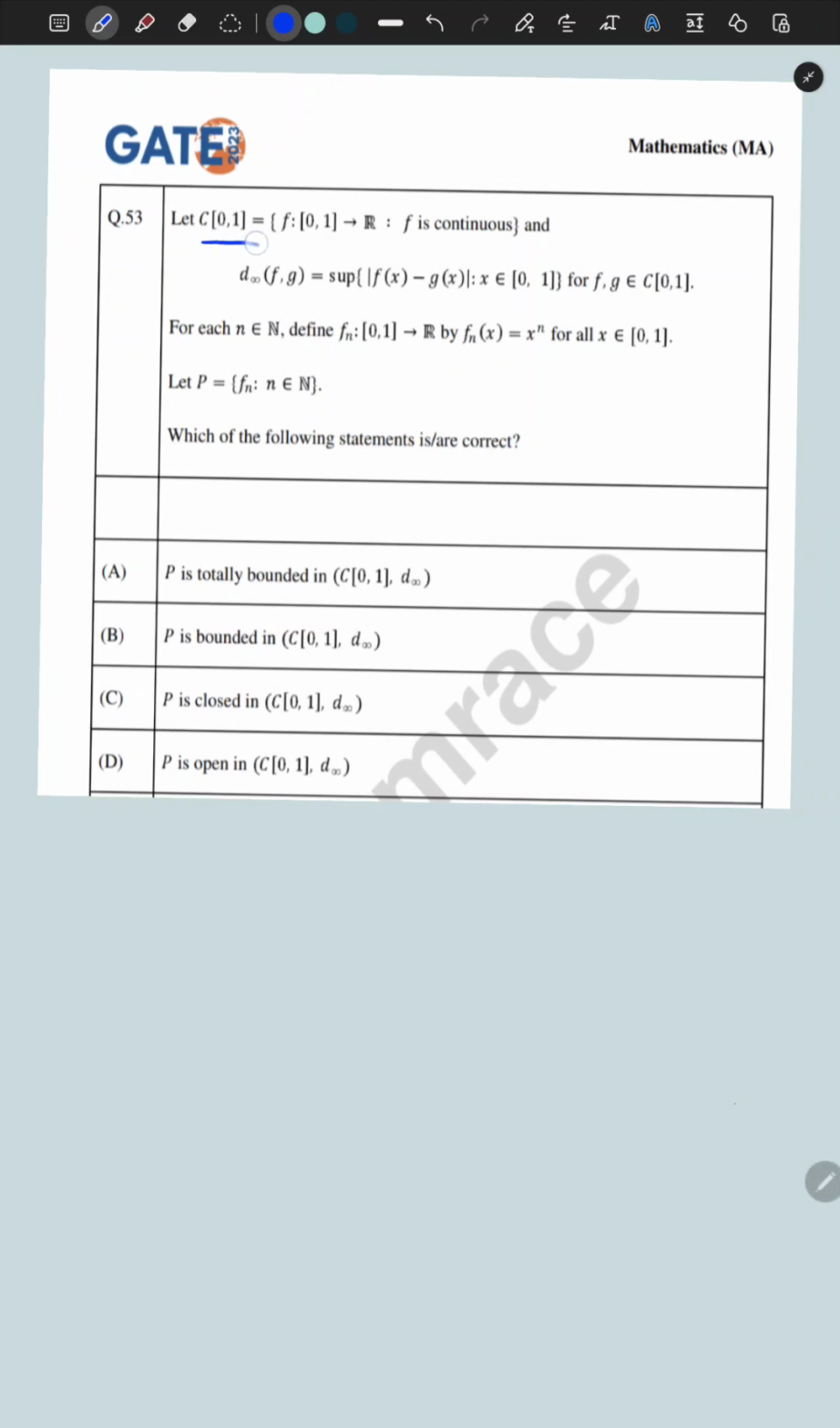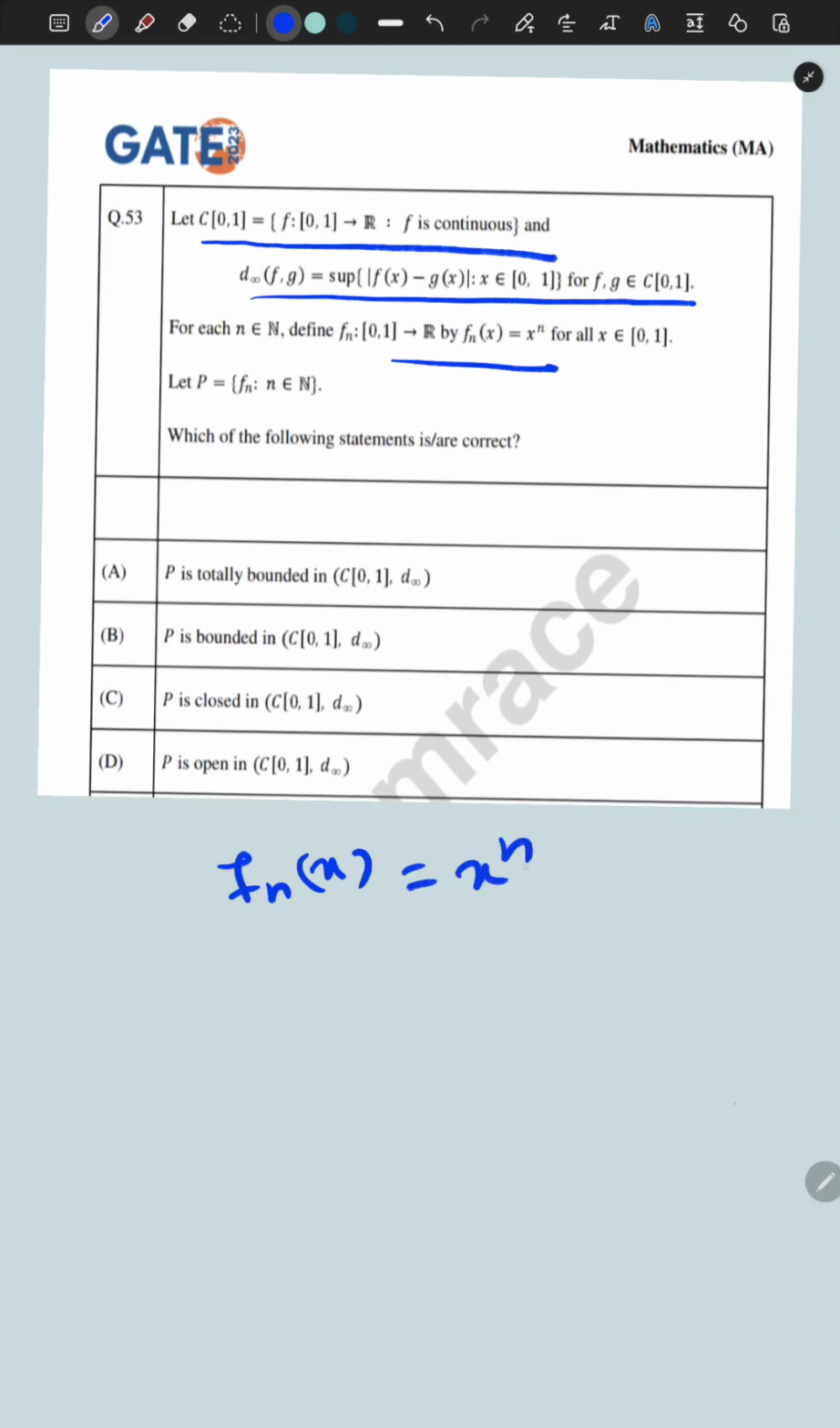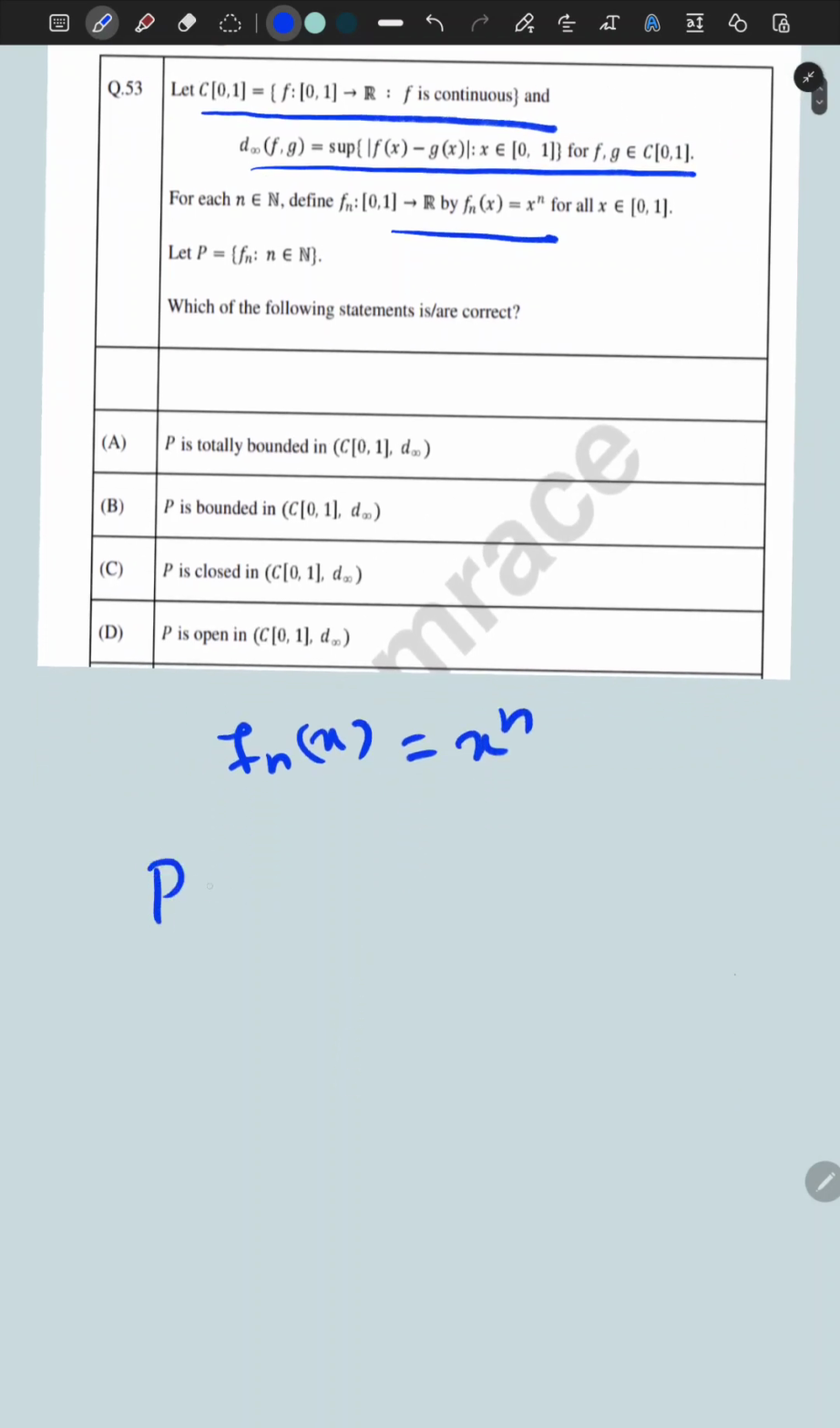Here this space C[0,1] is the continuous function space whose domain is the closed interval [0,1], and it is real valued. The metric in this space is defined in this way. It is called the supremum metric, and f_n(x) are continuous functions defined as f_n(x) = x^n, and P is a set which contains all these f_n functions, so that n belongs to the natural number set. What can we say about this set P: whether it is totally bounded, closed or open?